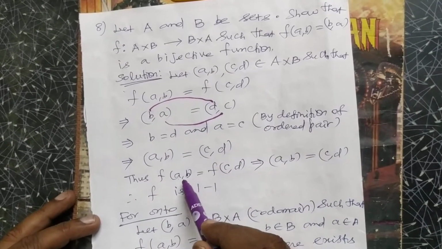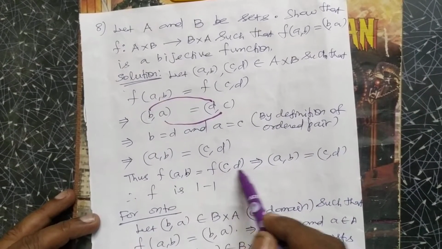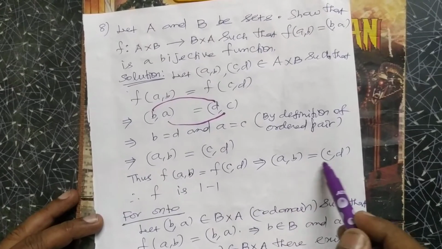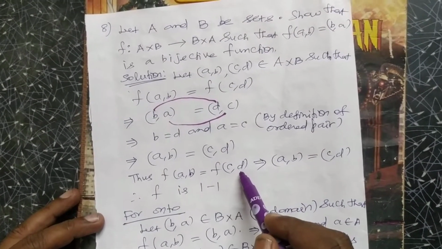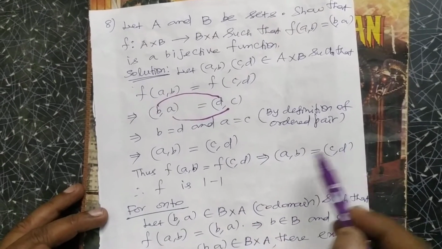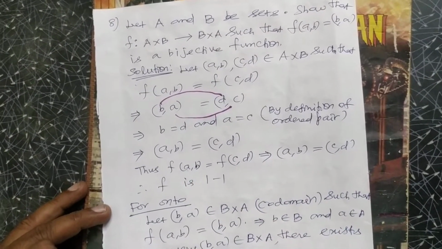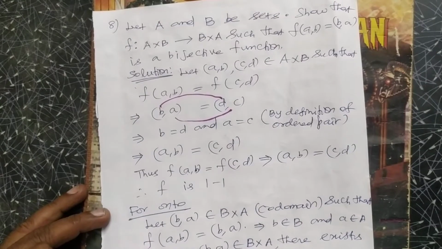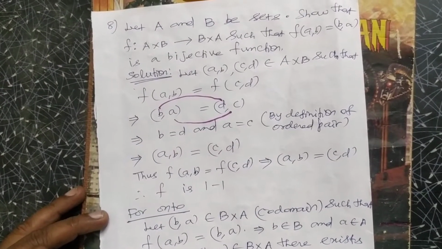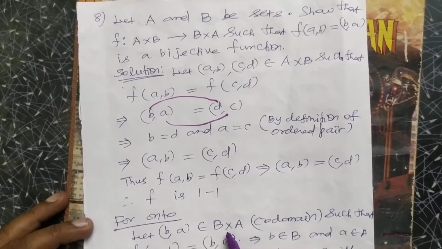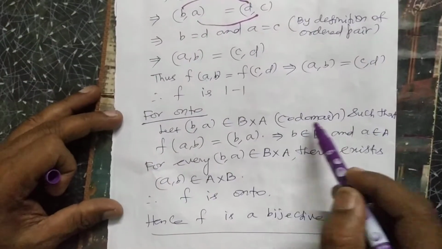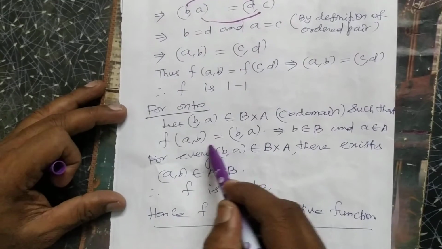Thus, we have proved F of (A, B) equals F of (C, D) implies (A, B) equals (C, D), just like F of x1 equals F of x2 implies x1 equals x2. Therefore, F is 1 to 1. Now, you take any element of B cross A. Let ordered pair (B, A) belong to B cross A, the codomain, such that F of (A, B) equals (B, A).